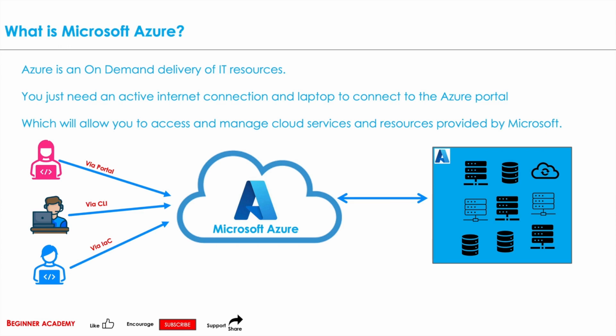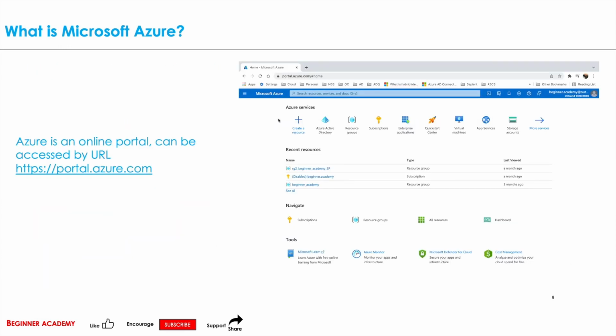Let us go to the next screen. As you can see, since it's an online portal, Azure can be accessed via the URL https://portal.azure.com. This is a screenshot where I have logged in using the beginner.academy account, and after logging in, I can create any resource, destroy it and manage it.